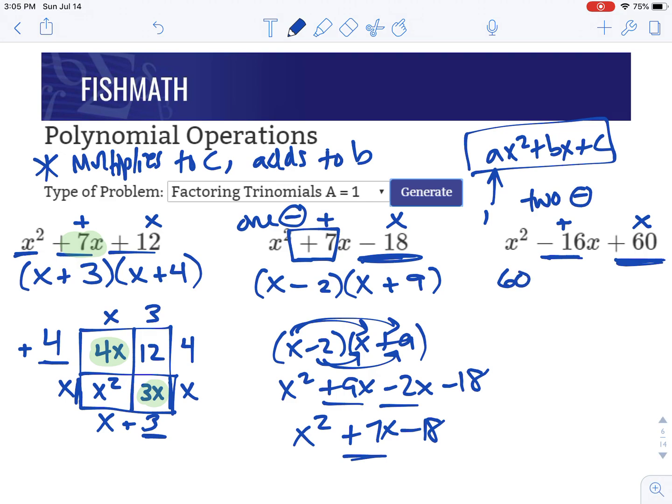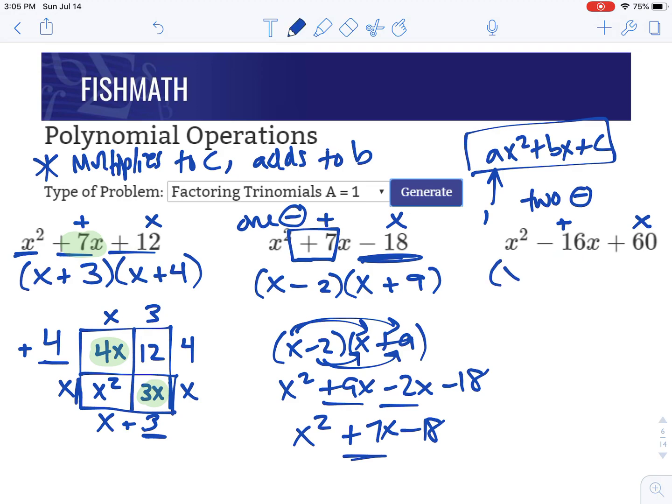So we got to think of numbers that multiply to 60, but then would add to 16. So 1 and 60, probably not going to work. 2 and 30, nope. 3 and 20, nope. 4 and 15, nope. Are we ever going to get there? Hopefully. 5 and 12, nope. How about 6 and 10? Yeah, that sounds pretty good, because 6 plus 10 is 16. So we're going to use 6 and 10 as our two numbers.